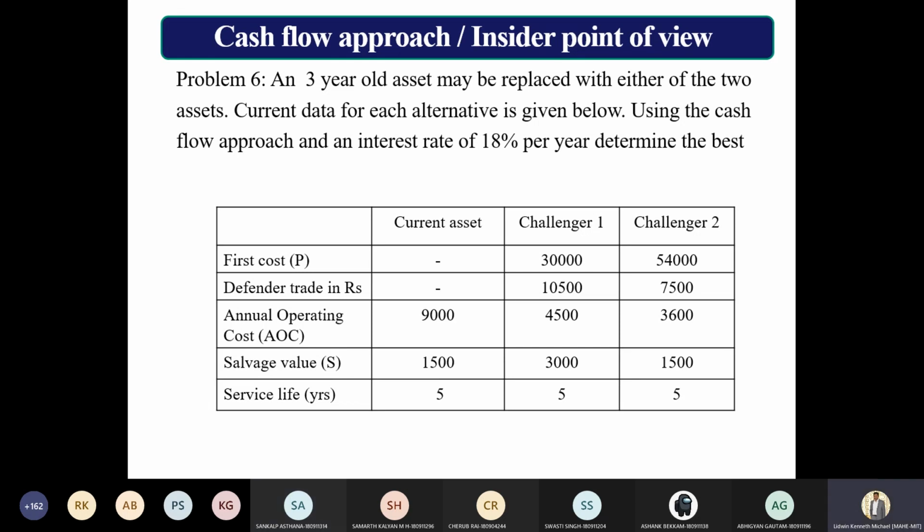Now, defender trade in business is nothing but the exchange. Okay, it is the exchange. So draw the cash flow for all the 3 assets. Once you note down the question, draw the cash flow for all the 3 assets.